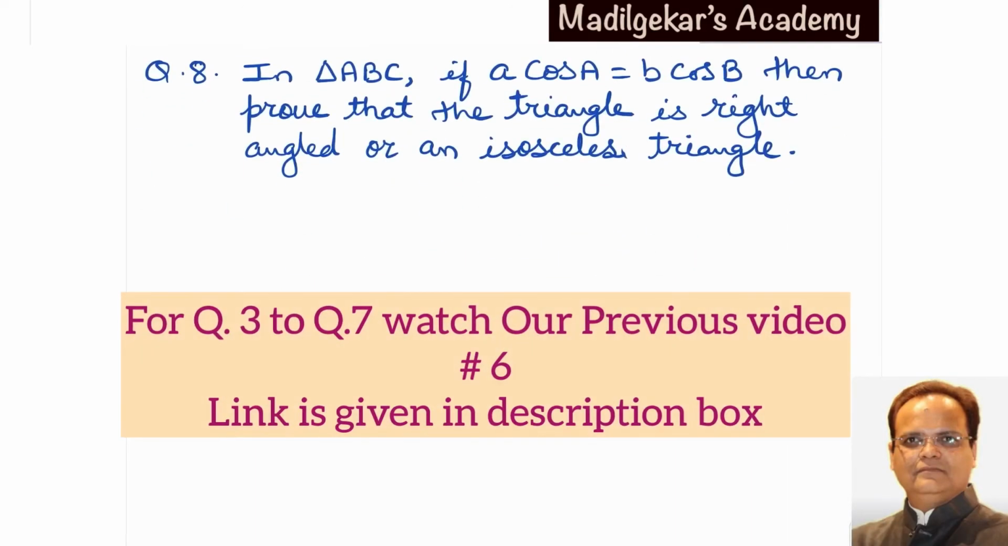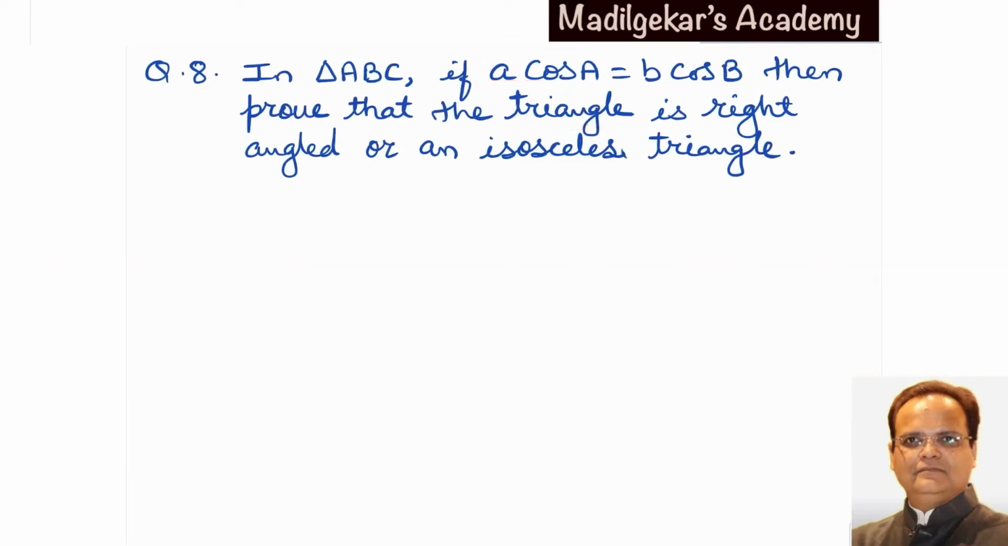Come to question number 8. In triangle ABC, if a cos A equals b cos B, then prove that the triangle is either a right angle triangle or isosceles triangle. Simple example. So consider the given equation, a cos A equals b cos B.